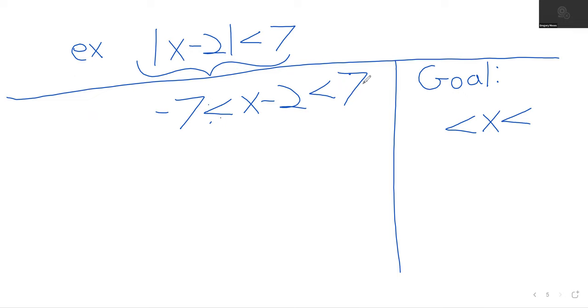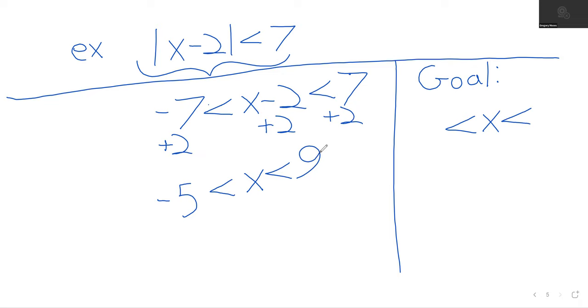And if we just had this, what would we do? Add 2 again. So both this inequality and this inequality are solved by adding 2. And that's precisely what we're going to do. We no longer have 2 sides exactly. This inequality is instead in 3 pieces, but we will add 2 to each piece of the inequality. Okay. Negative 5 is less than x is less than 9.